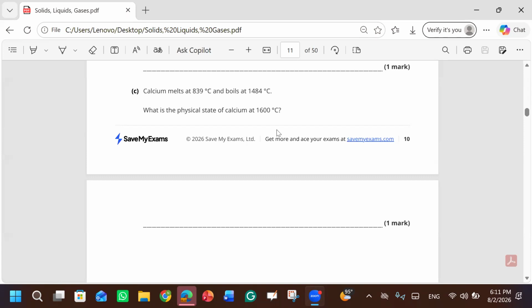Now the temperature is beyond that, beyond the boiling temperature. So what will be the physical state? It will be a gas. Yes, it will be a gas.